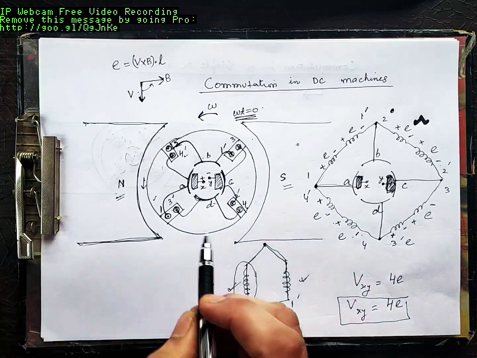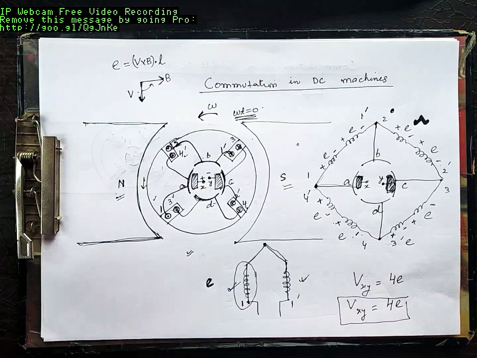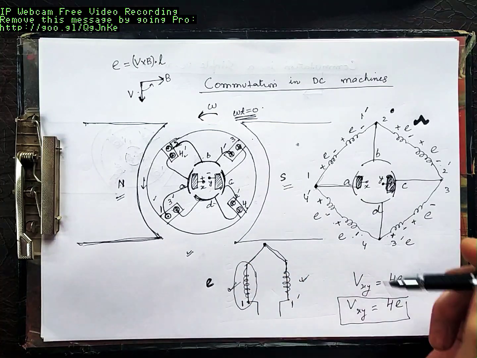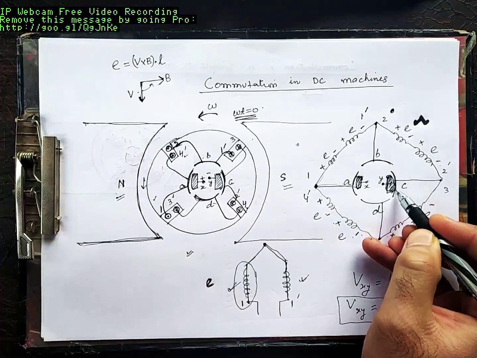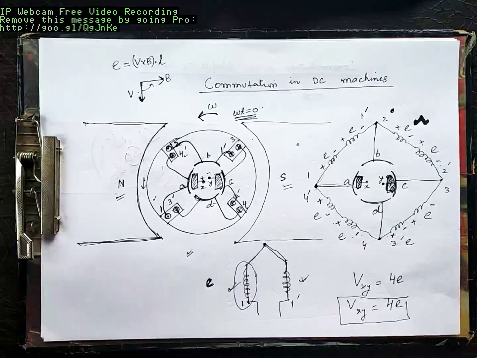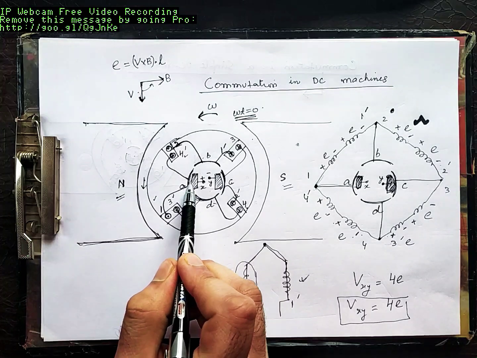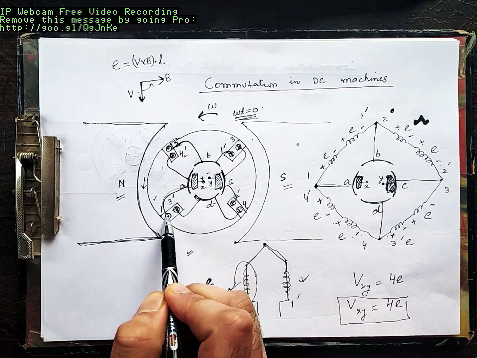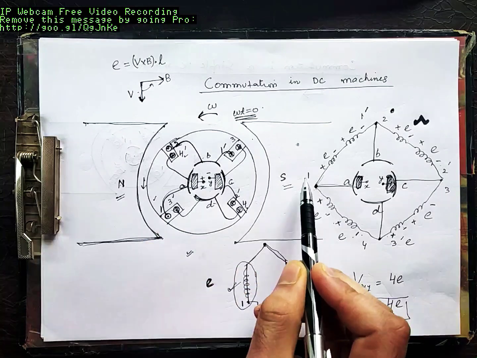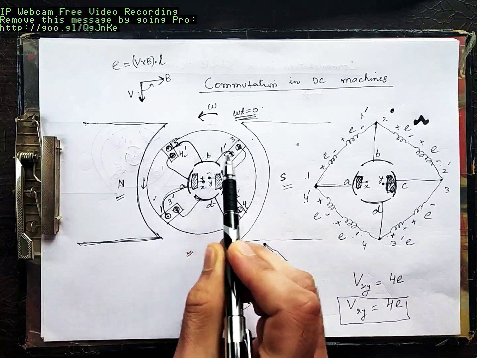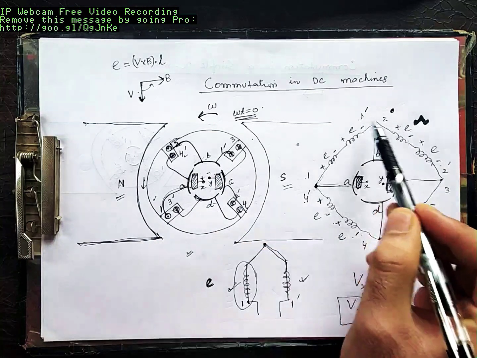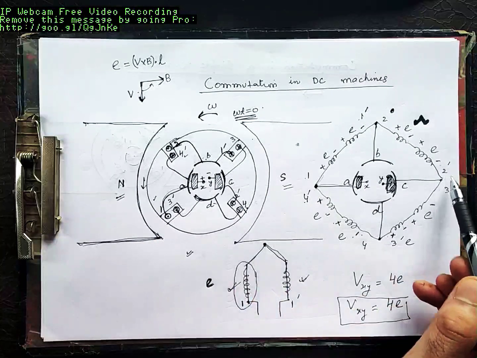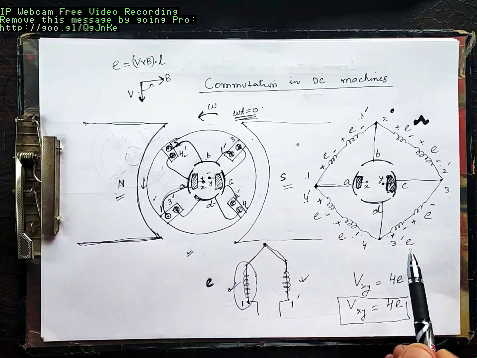If I draw the circuit diagram for this finding, I have commutator segment A over here, commutator segment B, commutator segment C, and commutator segment D. To commutator segment A, two sides are connected: 1 is connected and 4 prime is connected. To B, 1 prime and 2 are connected. To C, 2 prime and 3. To D, 3 prime and 4.